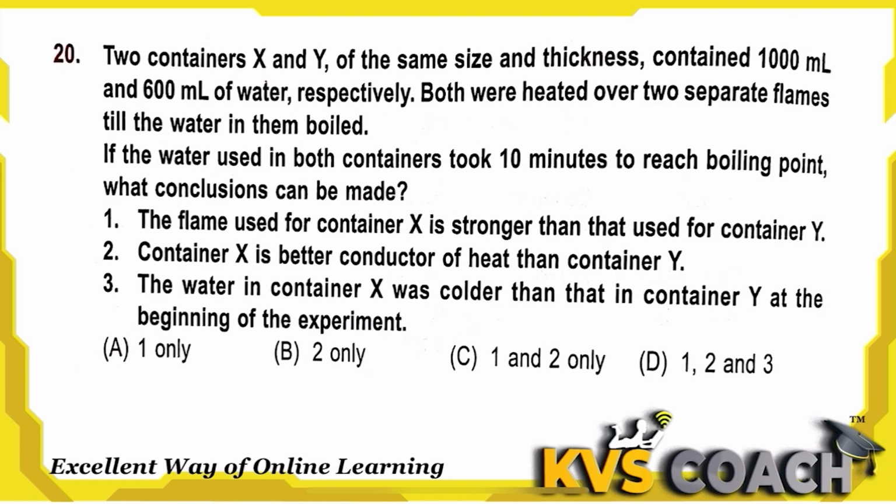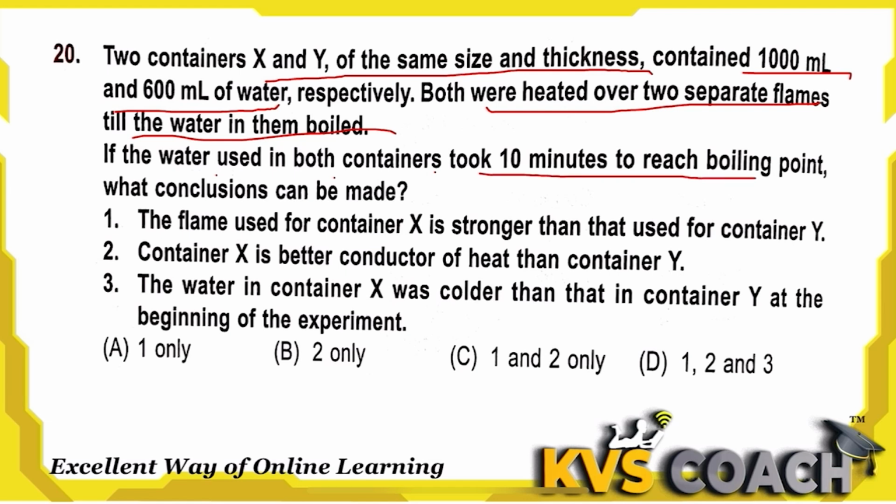Next is, two containers X and Y of the same size and thickness contain 1000 ml and 600 ml of water. Both were heated over two separate flames till the water in them boiled. If the water in both containers took 10 minutes to reach boiling point, then what conclusion can be made? First one, flame used for container X is stronger than that used for container Y. Yes, it can be a conclusion because the first container has 1000 ml water and the second one has 600 ml water.